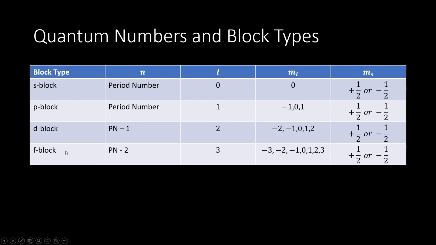And for the f block elements, the energy level is the period number minus 2, remembering that the lanthanides are really part of period 6 and the actinides are really part of period 7. Well, f is the letter way of saying L equals 3. Therefore, M sub L can range from -3, -2, -1, 0, 1, 2, and 3. 14 elements divided by 2 gives us 7 individual orbitals. And then we have M sub S being positive 1/2 or negative 1/2 for the d block, the f block, the p block, or the s block elements.